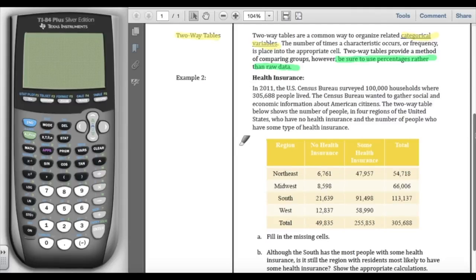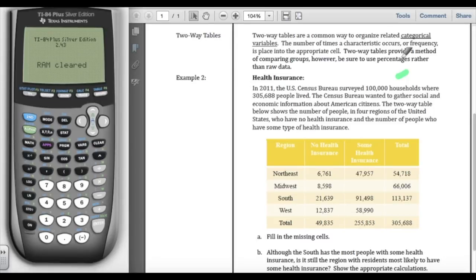So here's our second example in these videos for Chapter 1. It says, in 2011, the U.S. Census Bureau surveyed 100,000 households where 305,688 people lived. The Census Bureau wanted to gather social and economic information about American citizens. The two-way table below shows the number of people in 4 regions of the U.S. who have no health insurance and the number of people who have some type of health insurance. So here displayed is the data collected from our sample.